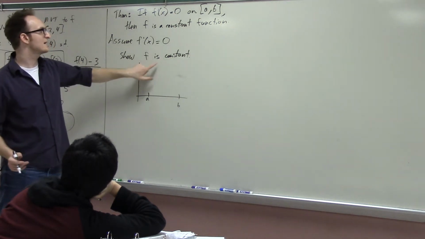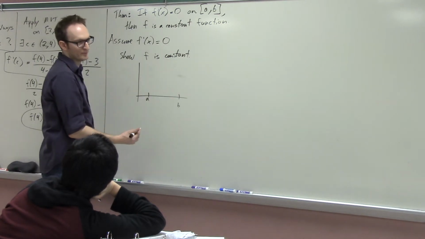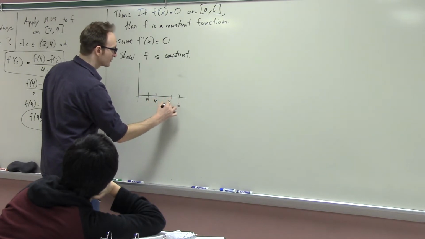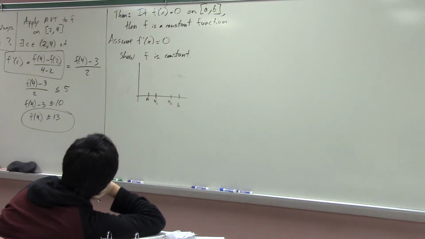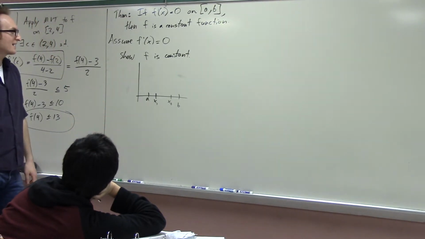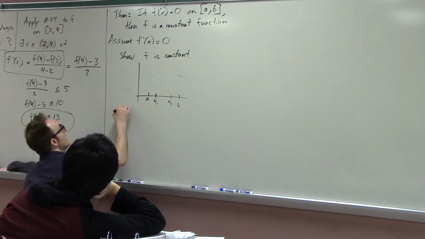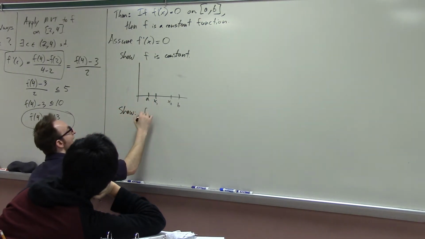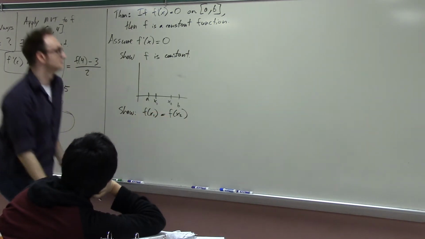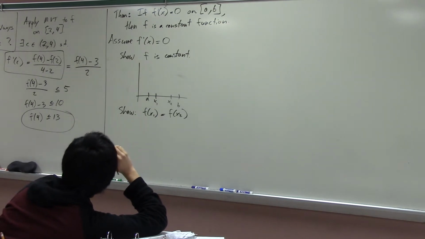To show that it has the same value everywhere is the same thing as saying that for any 2 values, they are the same. So let's pick 2 arbitrary values, call them x1 and x2, somewhere here on this interval between A and B. And my goal is going to be to show that f of x1 has to equal f of x2. Why does f of x1 have to equal f of x2?